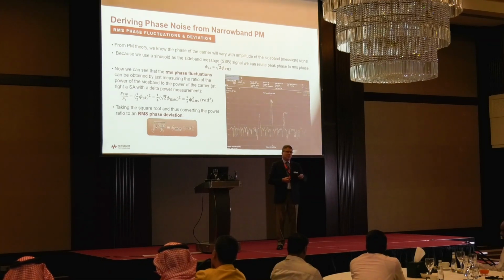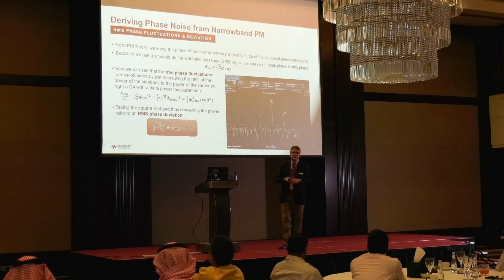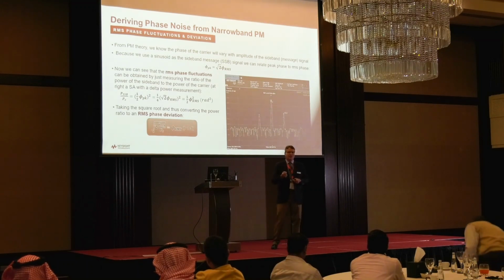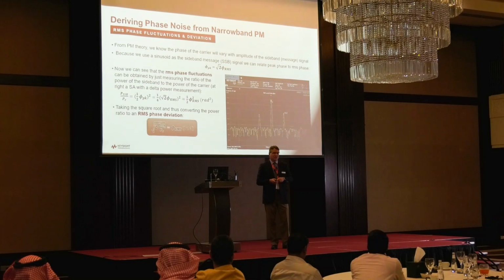And again, we want to get to power. So the formula at the bottom, if you can see that here, it's a little bit difficult on this. It's a little bit clearer over there. It's just the square root of the power in the sideband over the power of the carrier times the square root of 2. And that translates back to the RMS phase deviation in radians.